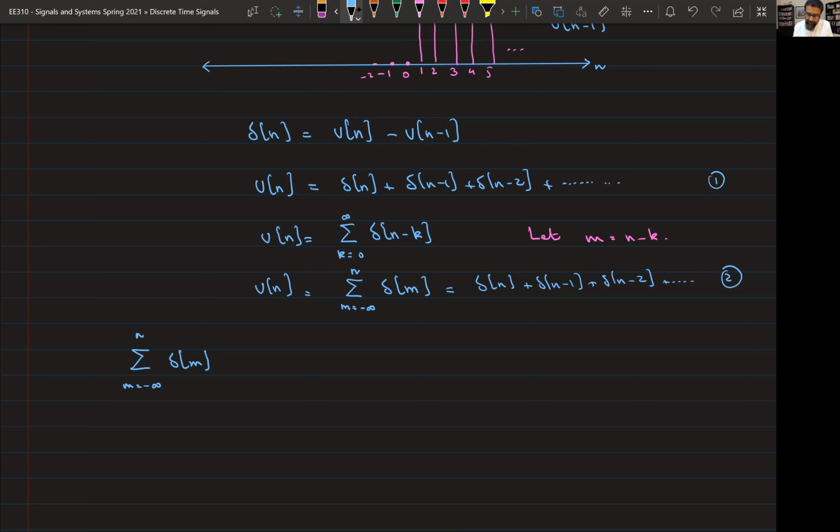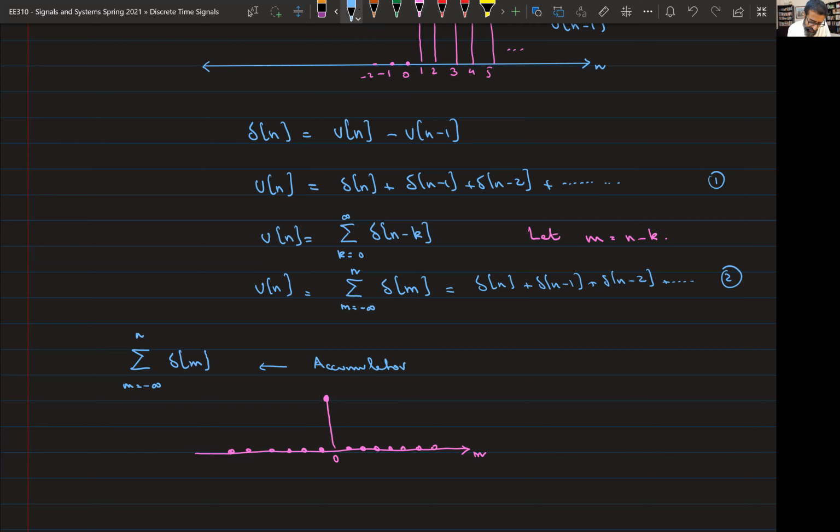So what is really going on? This is actually an accumulation, an accumulator. If I were to plot things out graphically, if this is m, delta of m would be just this impulse residing at m equals 0, and at all other places it will be 0. And what does the summation do? The summation is an accumulator which sums the entire signal starting from minus infinity all the way up to n.